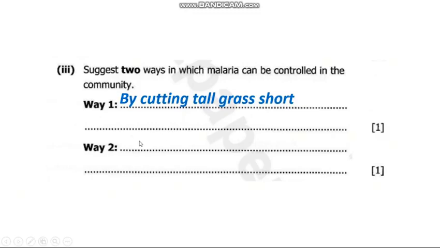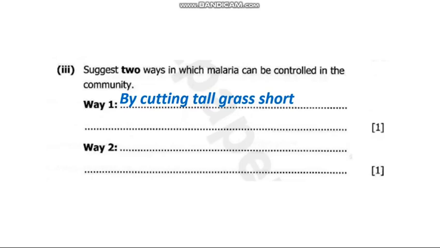Our second way, we can say by sleeping under a treated mosquito net. So you have to ensure that you say treated mosquito net, so that it's preventing the mosquitoes from entering inside where the person is sleeping. Another way, we can say by spraying insecticides on the stagnant water. So on the stagnant water, we can be spraying insecticides that can be used to kill the mosquitoes.